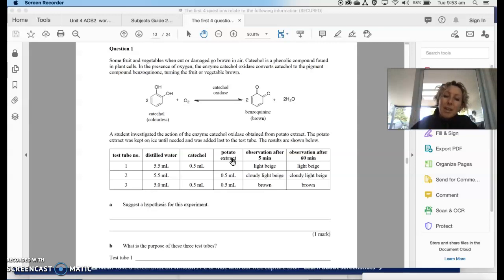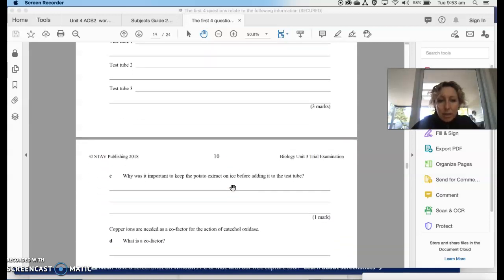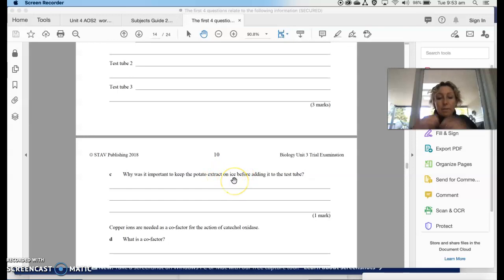Okay, so it's likely that we're going to have some catechol in there, some substrate for that enzyme. Why? Think about enzymes, think about temperature, because it's referred to ice. This question is assessing your ability to describe the effects of temperature on enzymes. So think about the purpose of keeping an enzyme on ice.